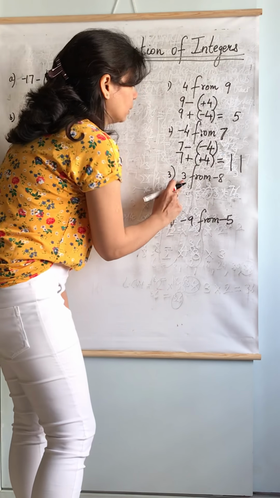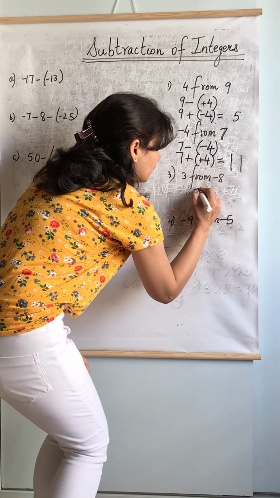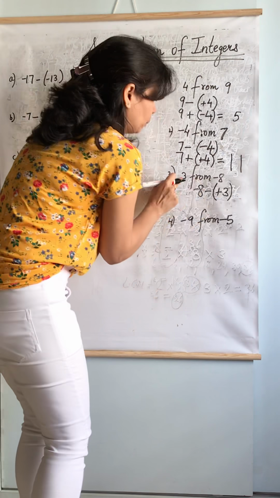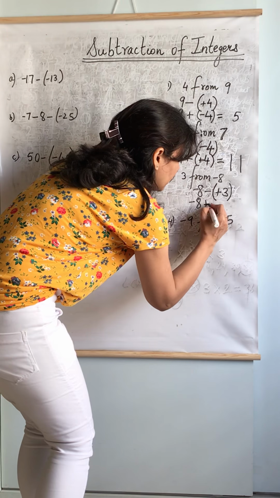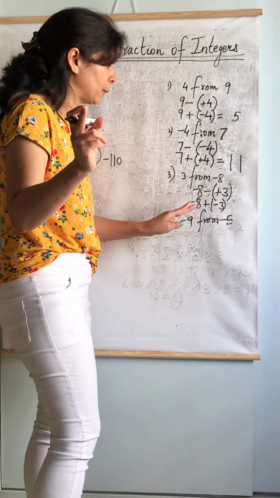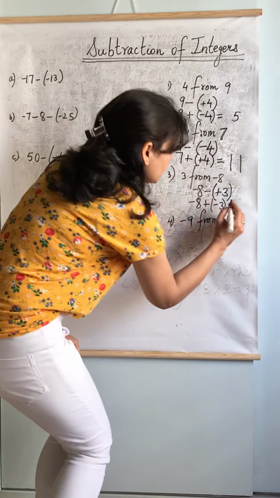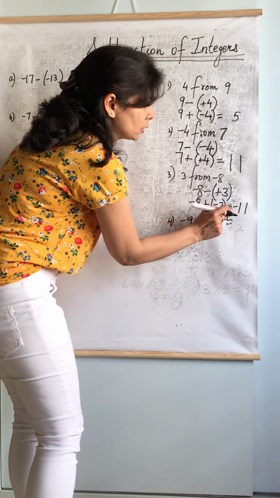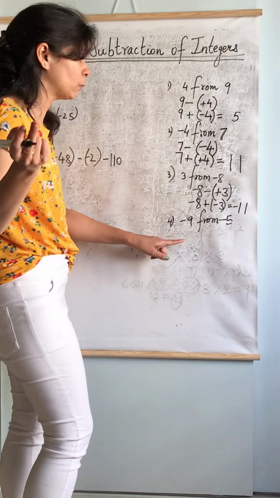One more, subtract 3 from minus 8. So write minus 8 first. Minus 8 minus, this is plus 3. Change the sign. So it will be minus 8, this will become plus, this will become minus. See, now the same way you used to do the addition of integers, okay? So like signs, add, and it will be minus 11 because both the integers have minus sign. So minus 11. This you have learned in addition of integers, so you have to do the same thing, okay?